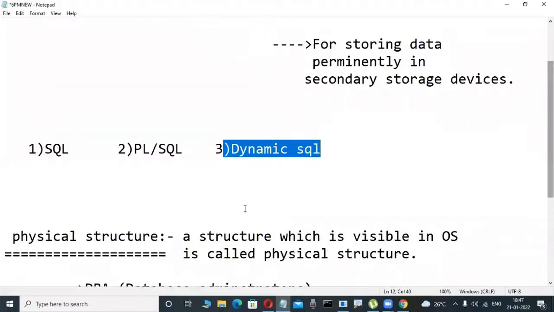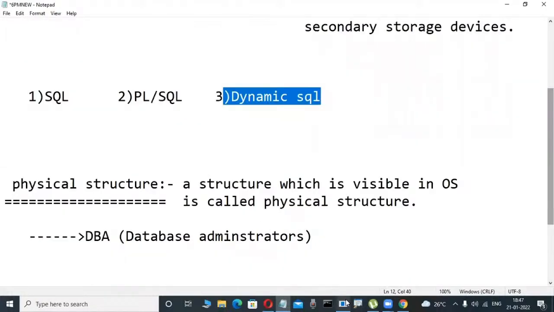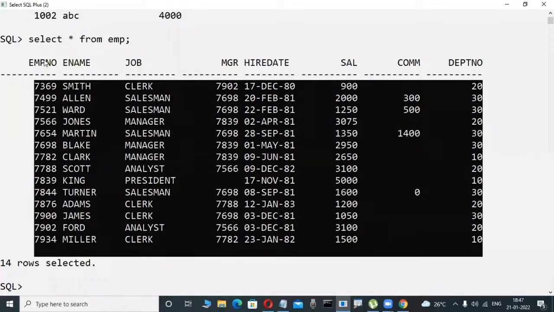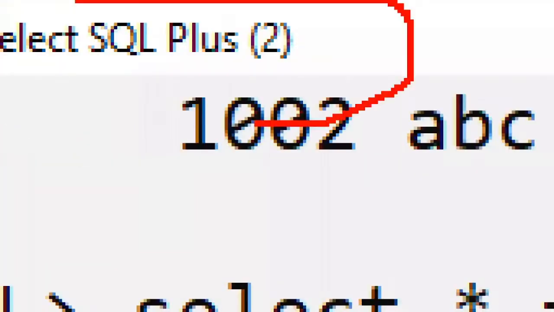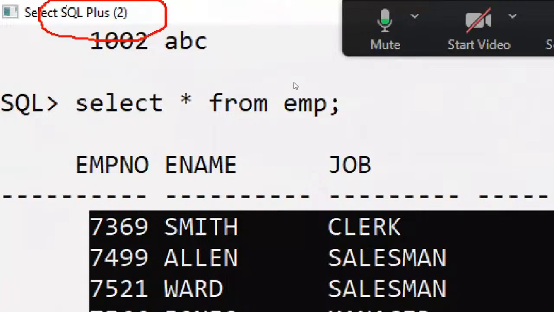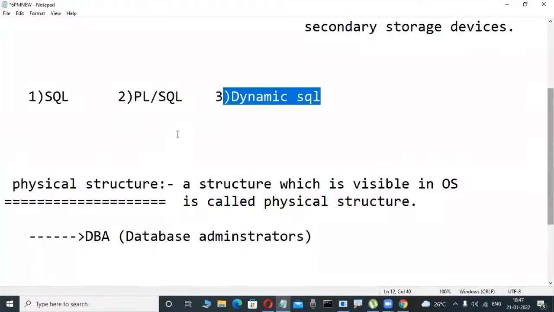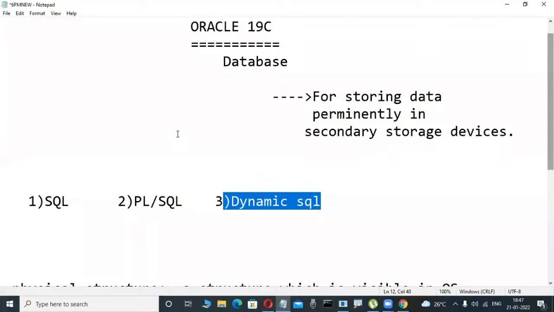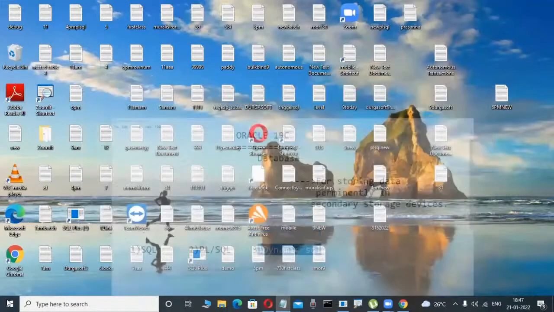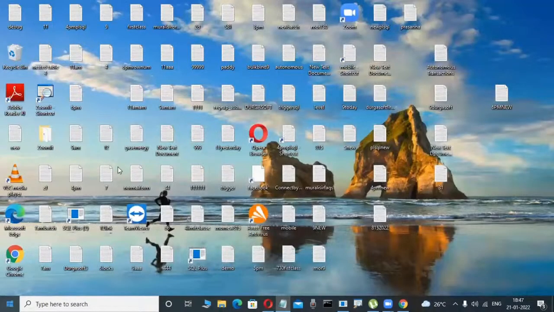But unfortunately, here another thing is there in my system. SQL Plus is there. What is this one? This is a tool, called a client tool. If you want to connect to the Oracle database, then we are using client tools. SQL Plus is a default tool. Whenever I'm installing Oracle software, automatically the tool is available.